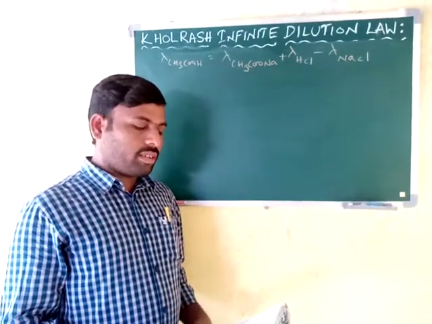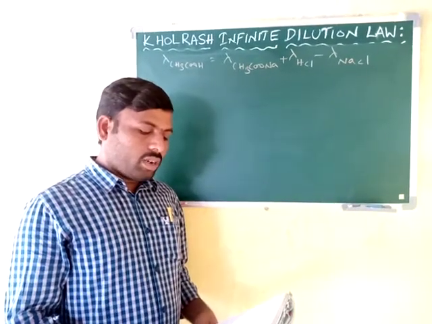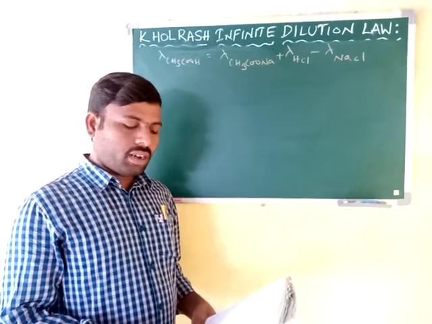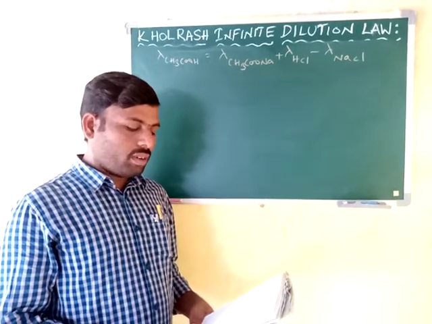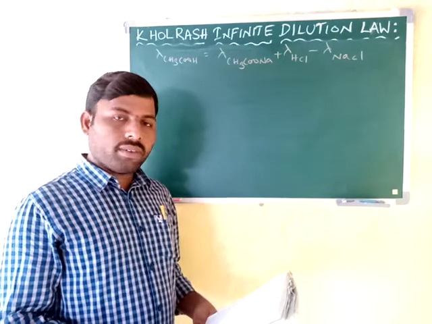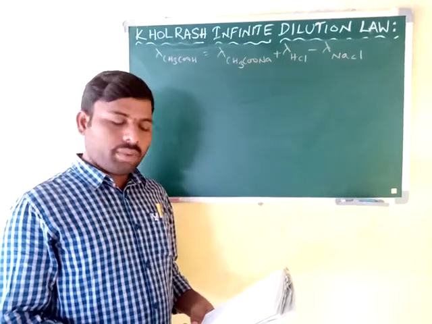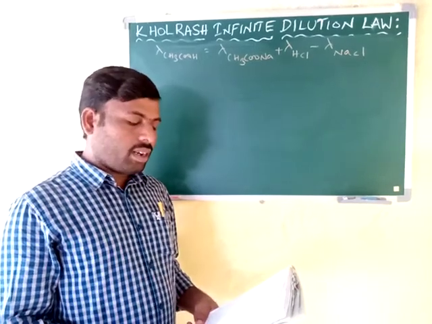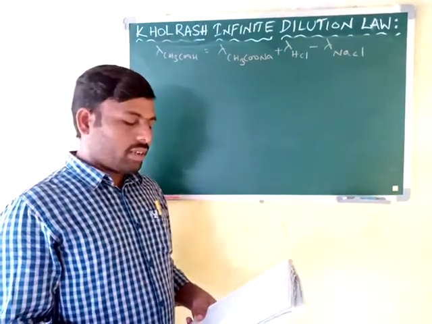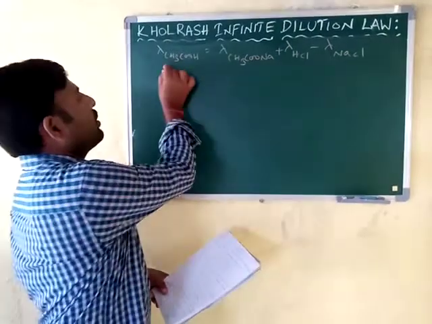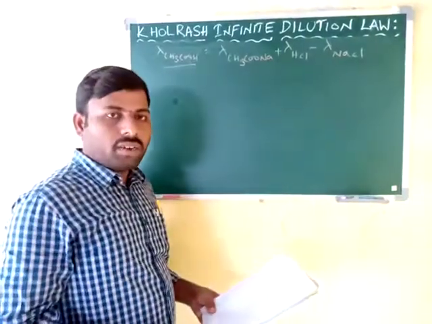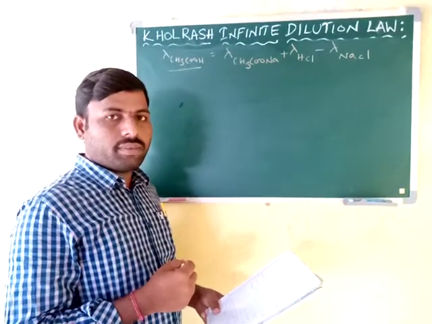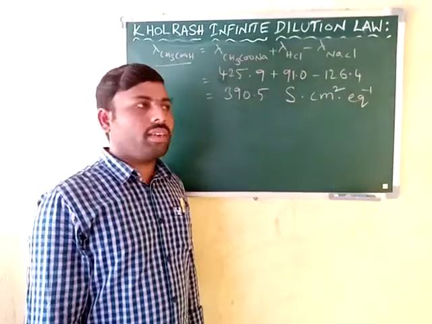An example: the limiting molar conductances of NaCl, HCl and sodium acetate are 126.4, 425.9 and 91.0 Siemens centimeter square per mole respectively. Calculate the limiting molar equivalent conductance of acetic acid.